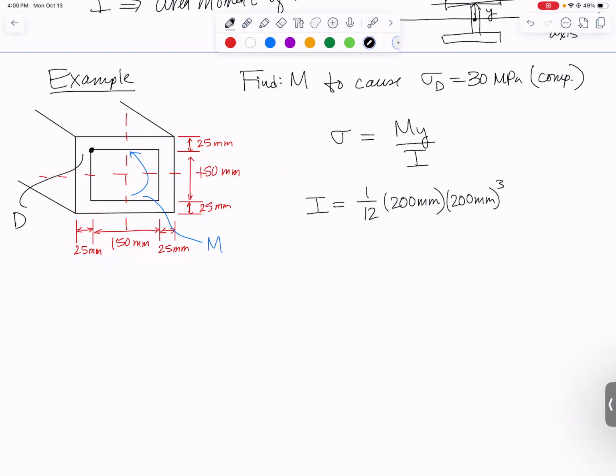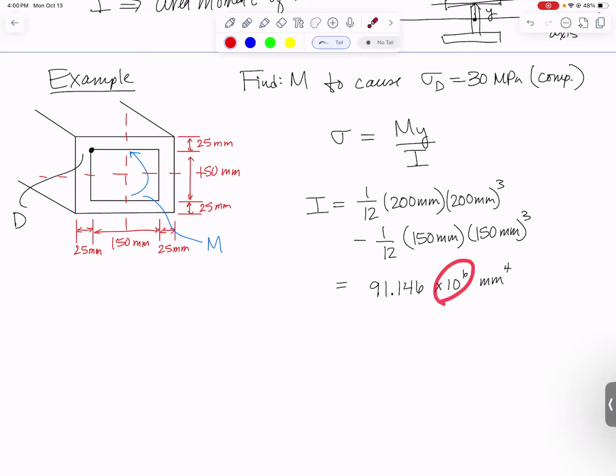That's for the big square. Now let's subtract from it 1/12 times 150 millimeters times 150 millimeters cubed. And for now, we'll just leave it all in millimeters and then we'll convert it. So this comes out to be 91.146 times 10 to the 6th millimeters to the fourth. I like writing this as times 10 to the 6th because it makes the conversion to meters to the fourth really easy. It's just 91.146 times 10 to the minus 6th meters to the fourth.